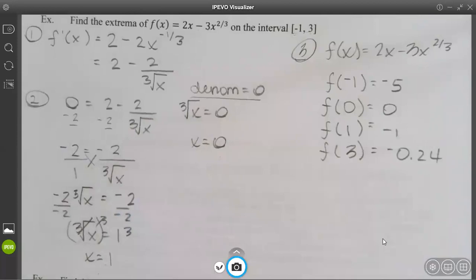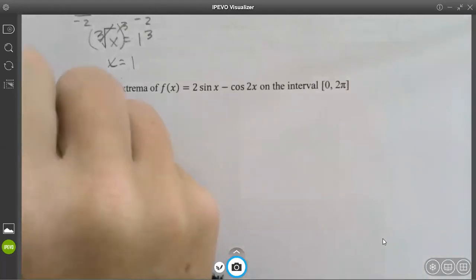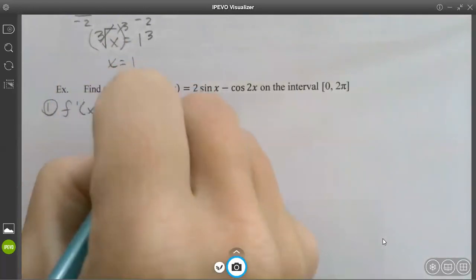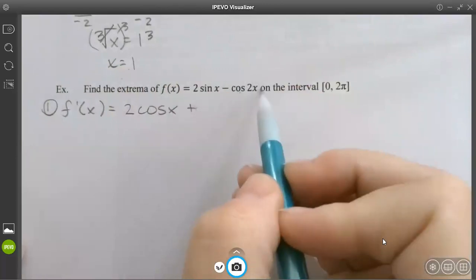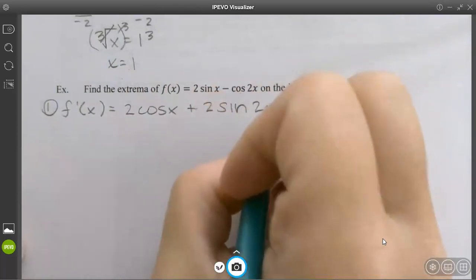All right, look at your next one, find the extrema of this one. This is our last example, and like I said, we're not going to do any homework. Find the extrema of 2 sine x minus cosine 2x on the interval 0 to 2 pi. The first thing you want to do is find your derivative. What's your derivative? We're going to do a negative sine 2x, and then we have to multiply by 2. So it's going to be a positive 2 sine 2x.